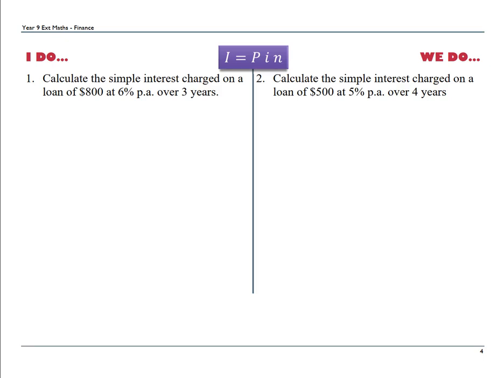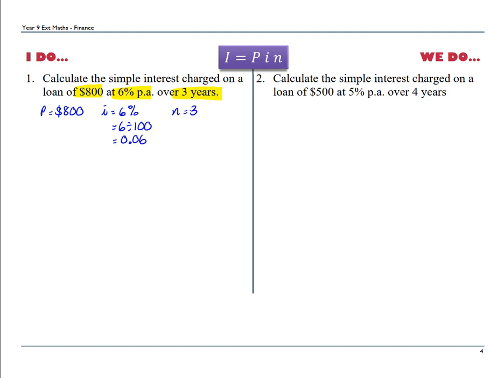Let's look at doing a question. Calculate the simple interest charged on a loan of $800 at 6% per annum over 3 years. You can see the information we need in the question. I want you to start by writing out what everything is. So P equals $800, little i is 6%, which is 6 divided by 100, which is 0.06 as a decimal, and our N is 3.